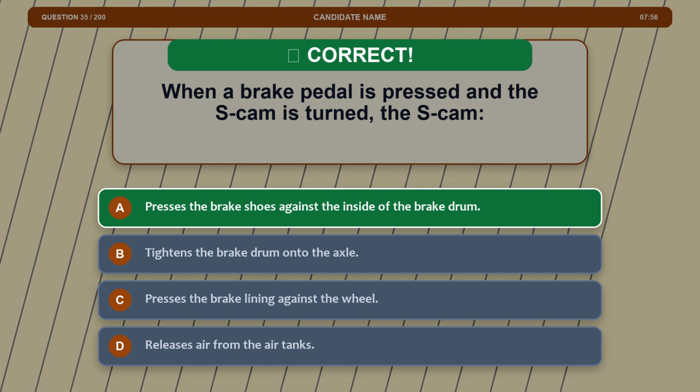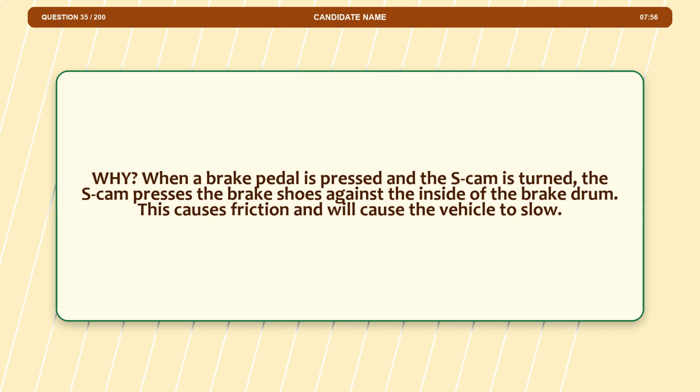The correct answer is option A. Presses the brake shoes against the inside of the brake drum. Explanation: when a brake pedal is pressed and the S-cam is turned, the S-cam presses the brake shoes against the inside of the brake drum. This causes friction and will cause the vehicle to slow.